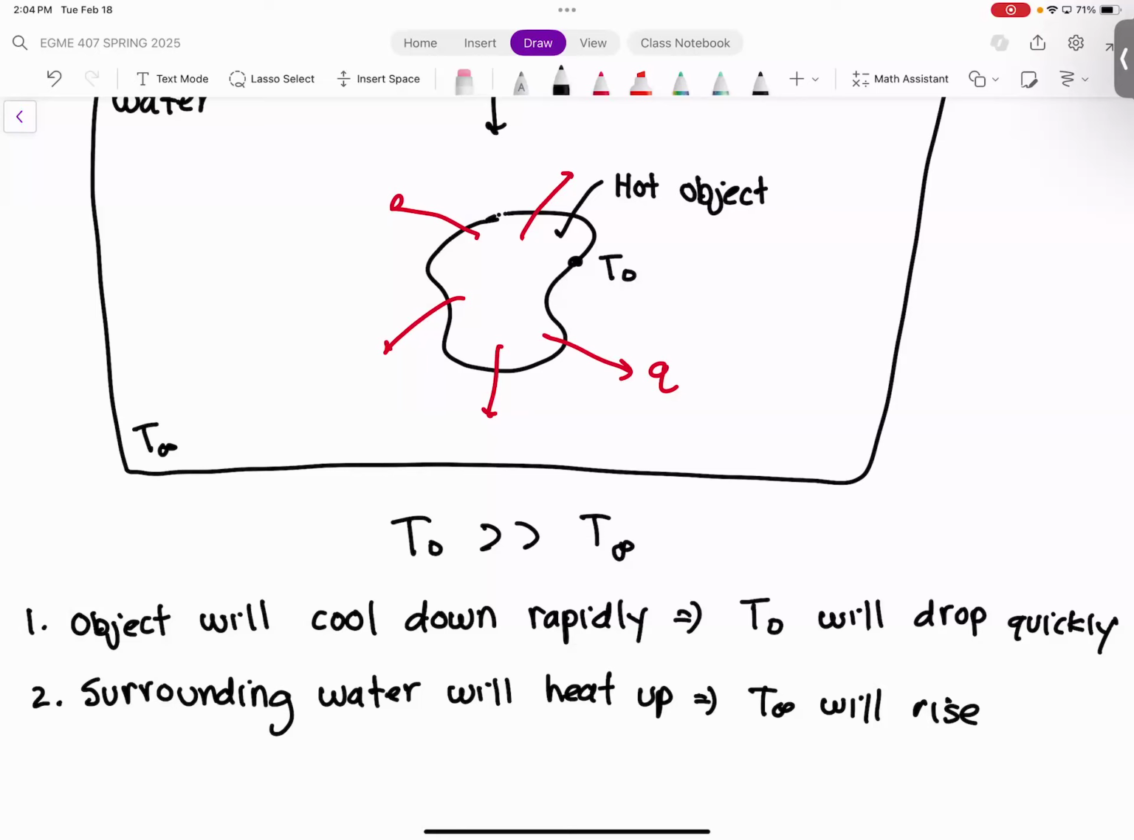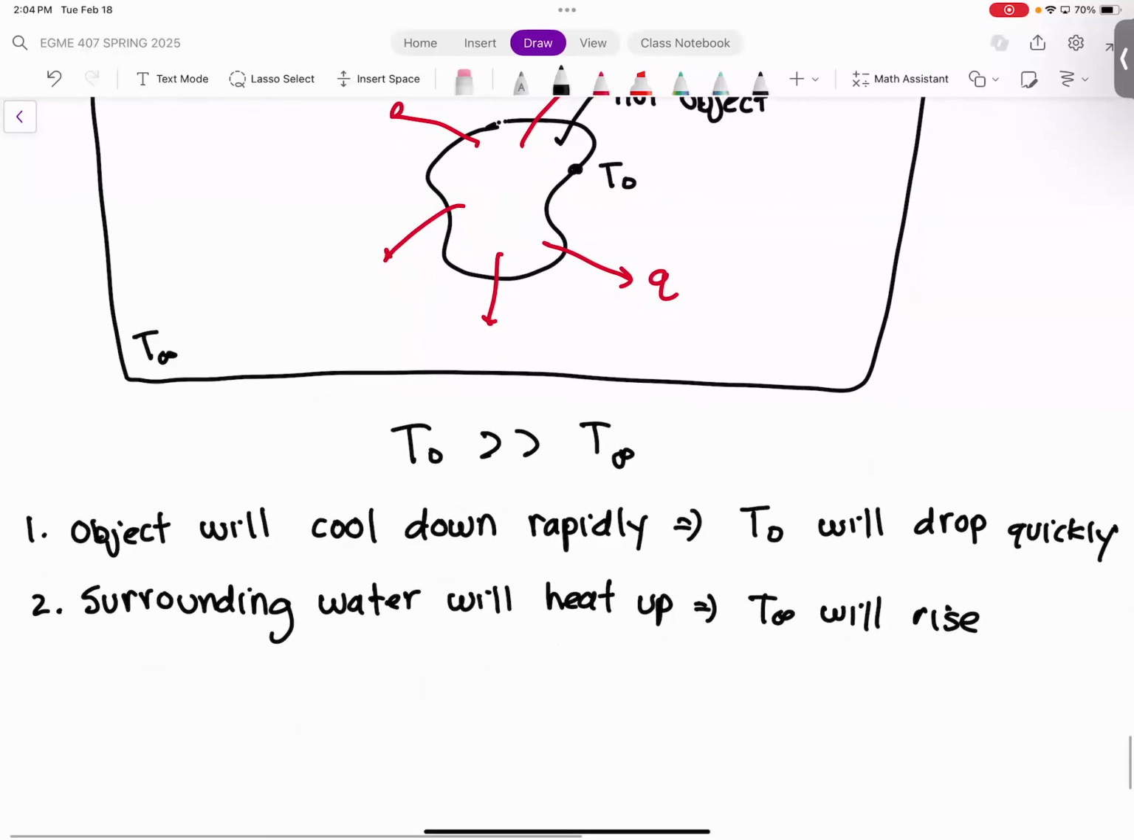Exactly. So the exact opposite can happen too. You're putting a relatively cool object into a hot medium or hot fluid. That's exactly what happens with pasta. That's exactly what happens if you drop an ice cube into a drink too. And so in that case, the opposite occurs.